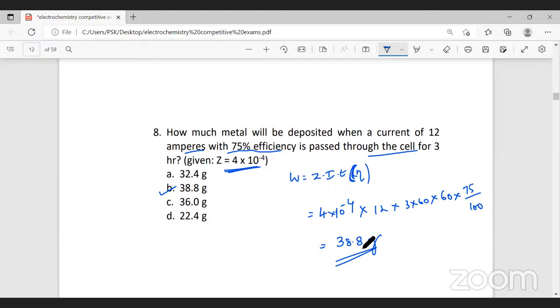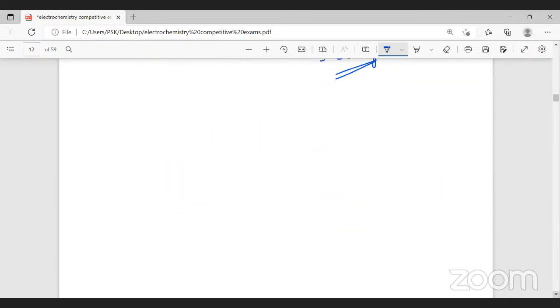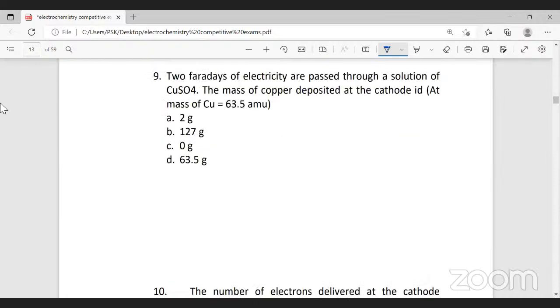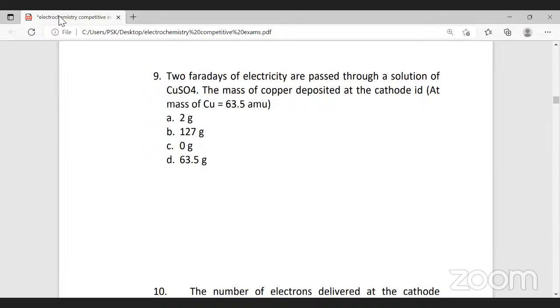Yes? Yes, sir. The next question. See, if you're not able to follow, please ask me. Dhanalakshmi, did you follow the previous problem? Yes, sir. Ritika is there.